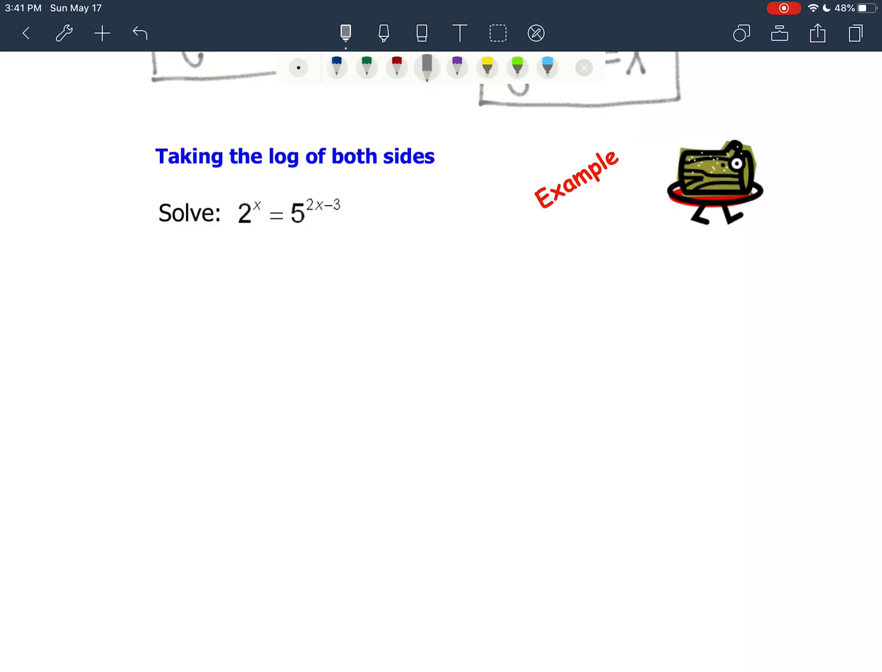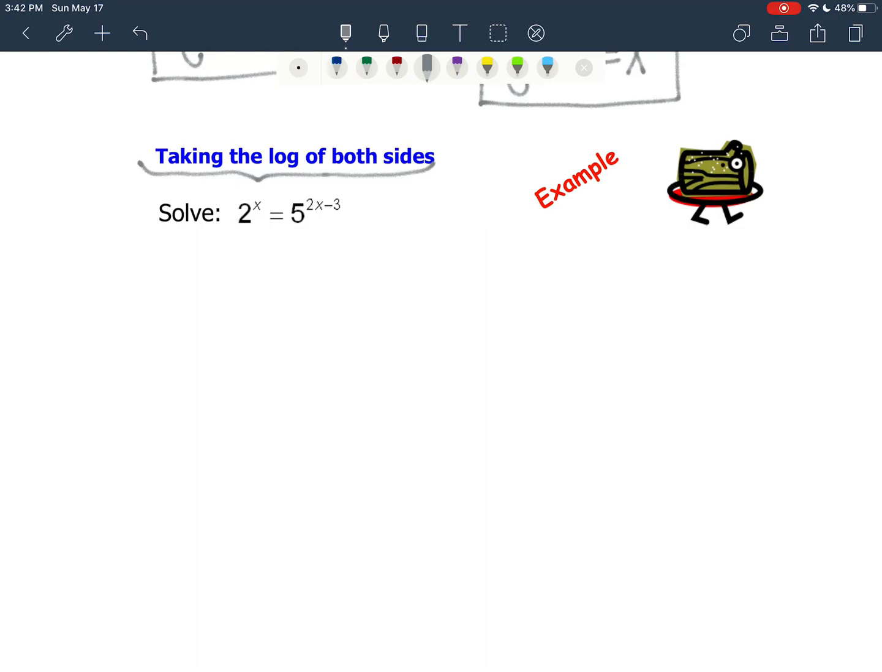When we're solving an equation that's exponential on both sides, with variables in the exponent on both sides of the equation, we can use a technique called logging both sides. It's called taking the log of both sides. We can take the log base 10 of both sides. We could take log base e, which is your natural log, of both sides. We could take log base 2 of both sides. We could take log base 5 of both sides.